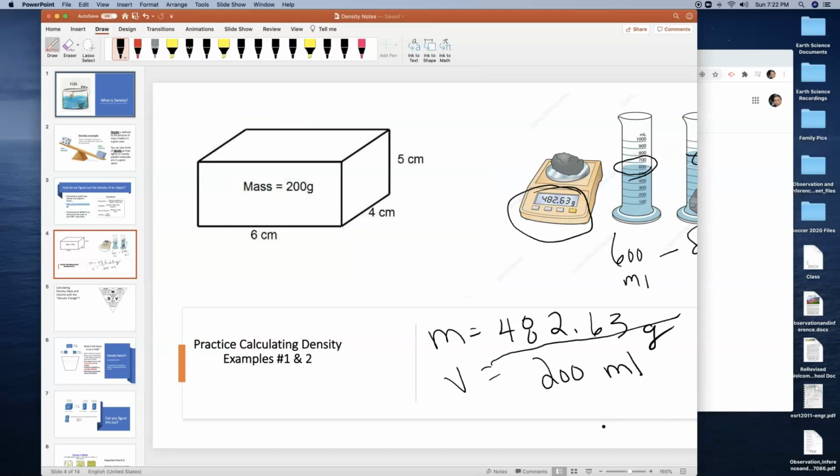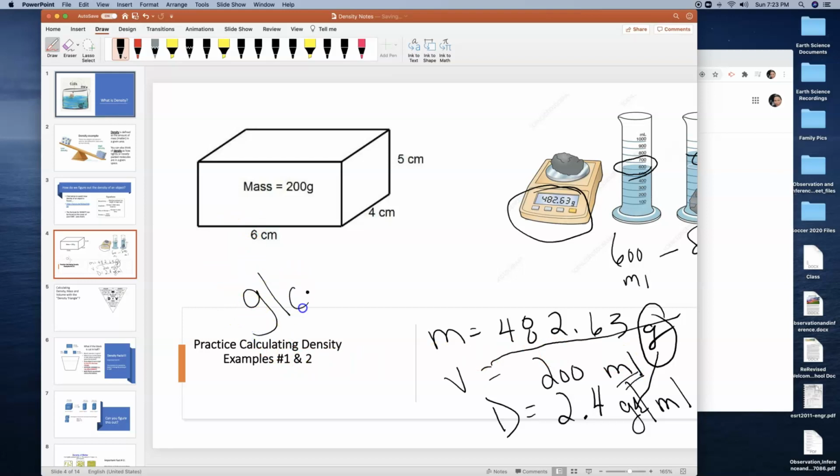So again, our answer for this one is going to be density equals 2.4, and that's grams per ml. Again, with our density units, the grams always comes first. The ml in this case comes second because that's what our units were. Over here, remember, it was the grams first, but with the cubic centimeters because we had length times width times height. Okay, so your units are going to be either one or the other, generally speaking, with density.